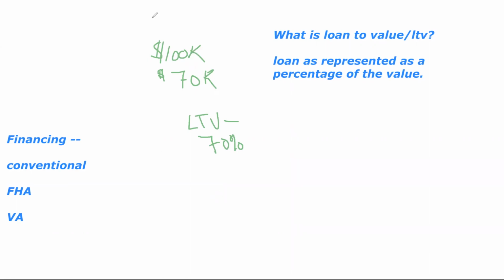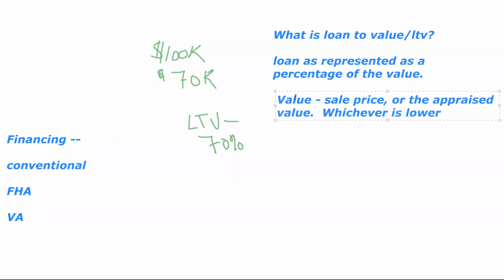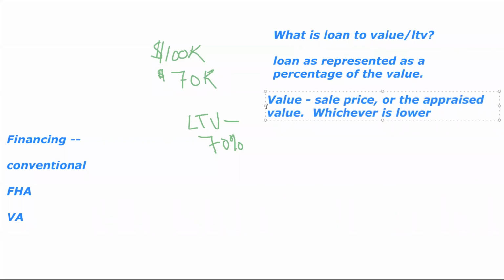So let's identify what the value is, because I think that's super important too, because people always get this confused. Okay. Value in a loan to value amount is going to be represented by the sale price or the appraised value, whichever is lower, okay? Whichever is lower. So that is exactly what happens there, okay? You have value is going to be represented as the sale price or the appraised price, whichever is lower, okay?